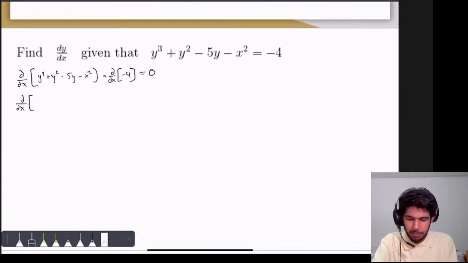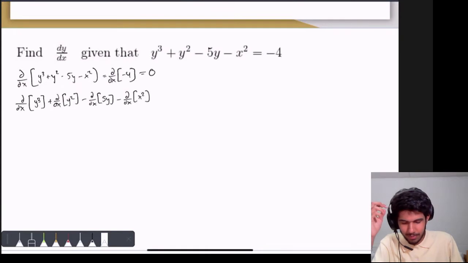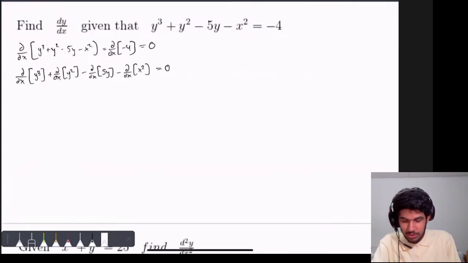So now let's figure out what is this d/dx of this top term here. Well, remember when we're adding and subtracting stuff, the derivative just carries through. So it's d/dx of y cubed plus d/dx of y squared minus d/dx of 5y minus d/dx of x squared, right? And that equals 0.